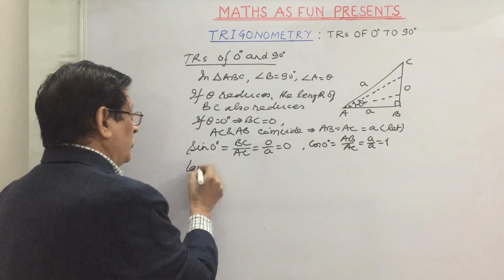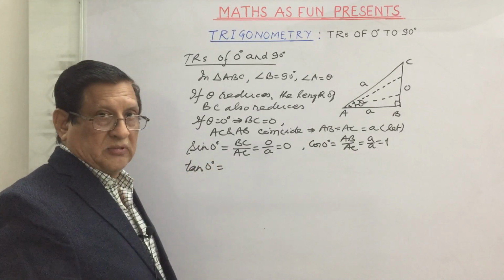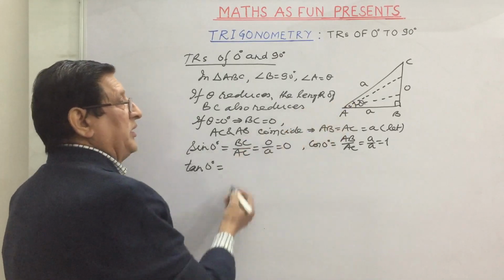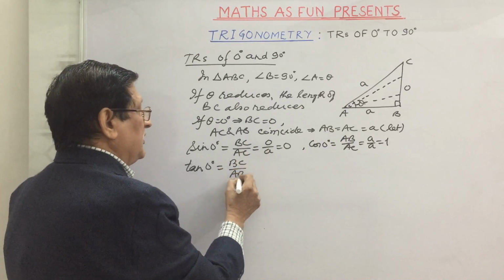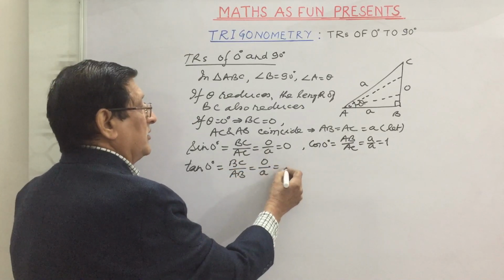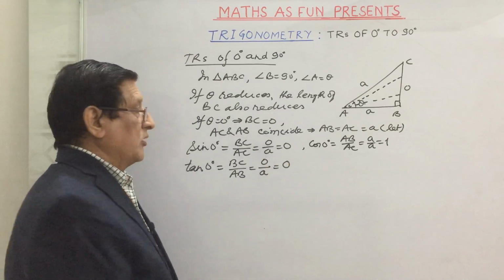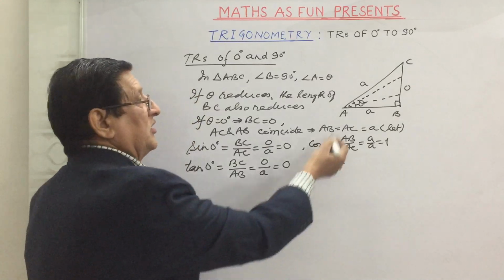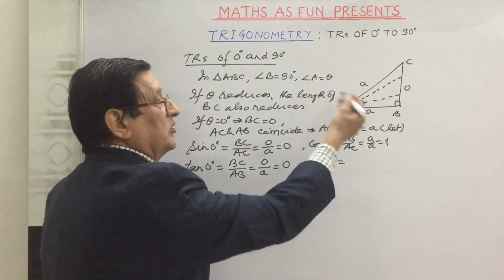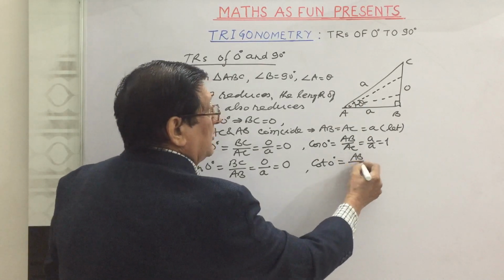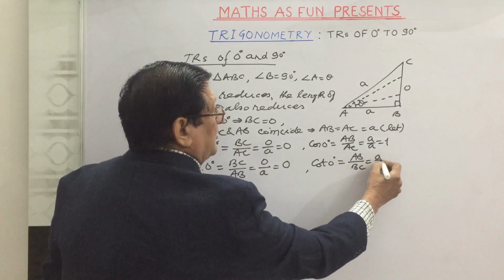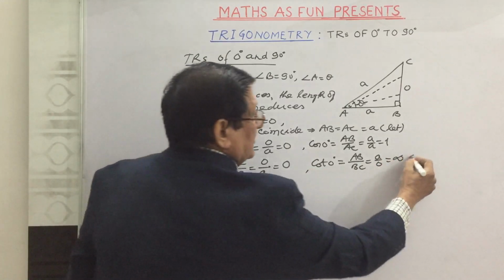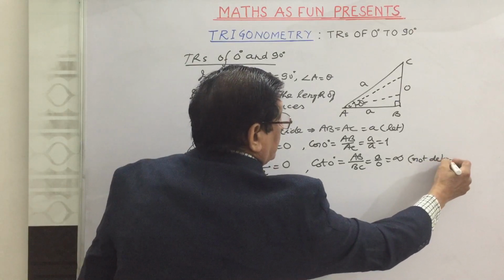Then tan 0. Tan 0 we can find out from here, that is perpendicular upon base, that is BC upon AB. BC is 0, AB is A, that is 0. Cot 0 degree here comes as base upon perpendicular. Base is AB, perpendicular is BC, and this is A upon 0. And we know something divided by 0 is infinity, or we say it is not defined.